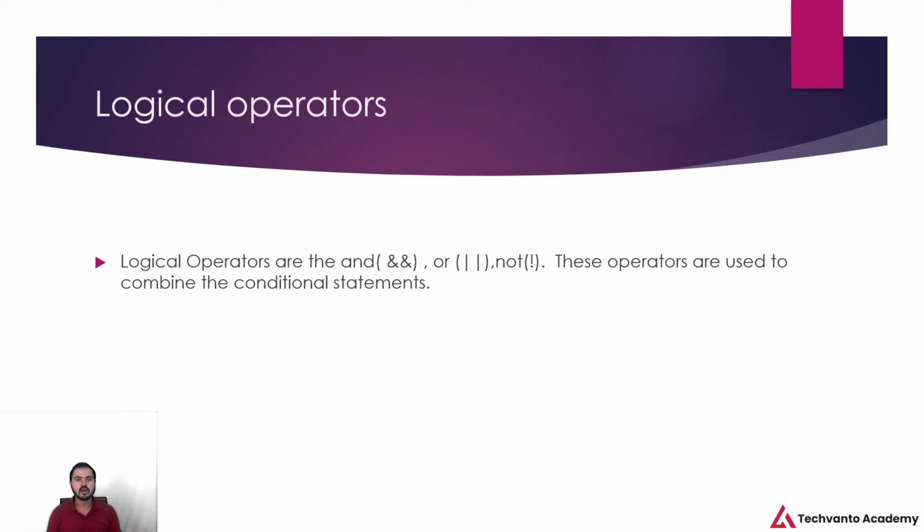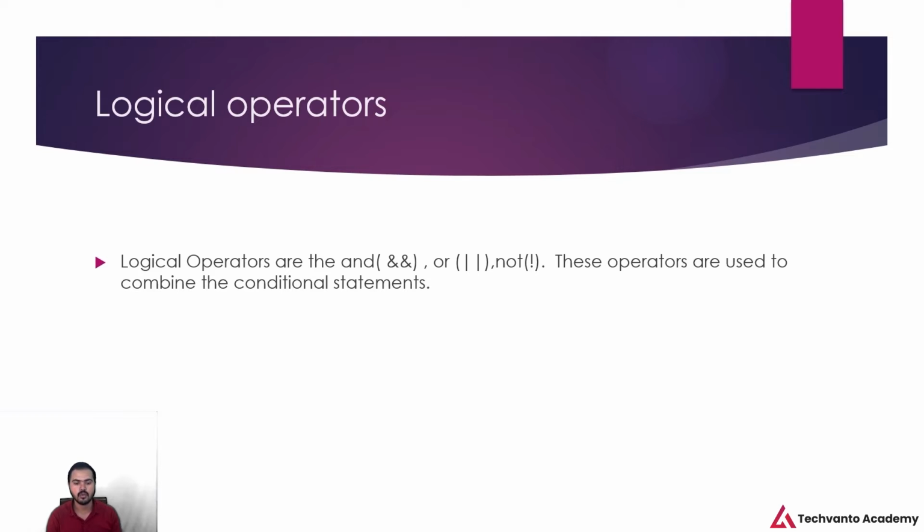Coming to the logical operators. Logical operators are used to combine conditional statements. These are the logical operators that we are going to be using in C++ programming. One is the AND operator, another one is OR, and another one is NOT. For AND, only if both statements are true will it return the true statement, otherwise it will return the false statement.